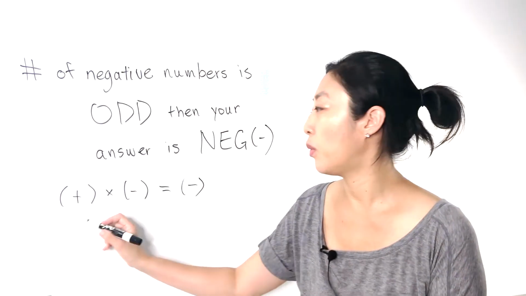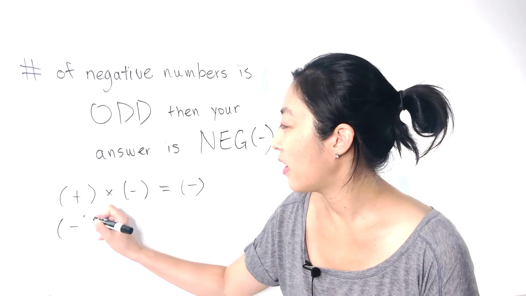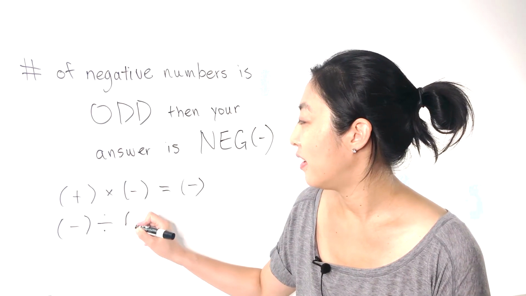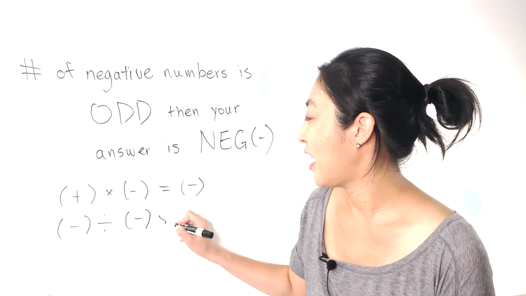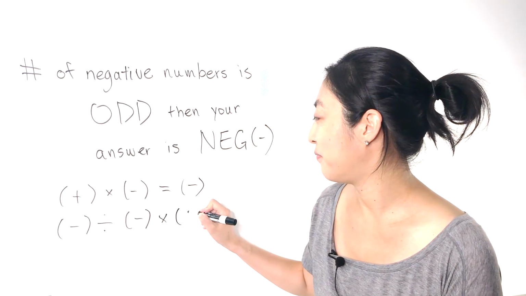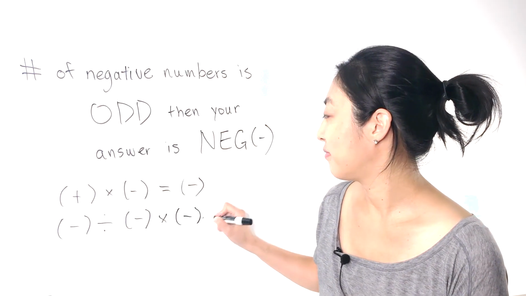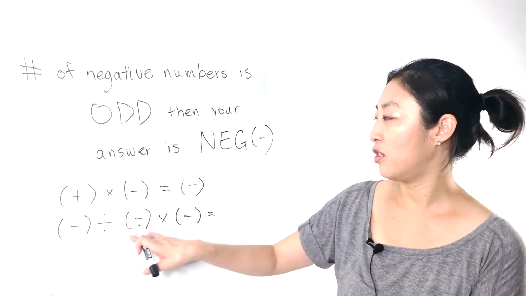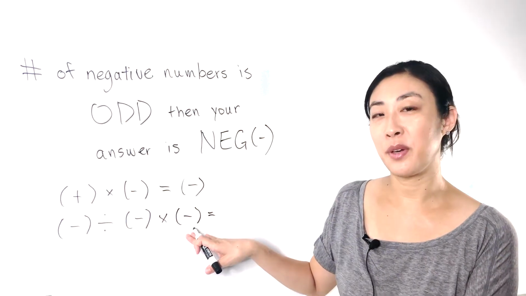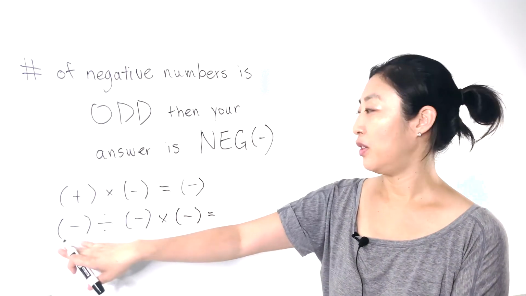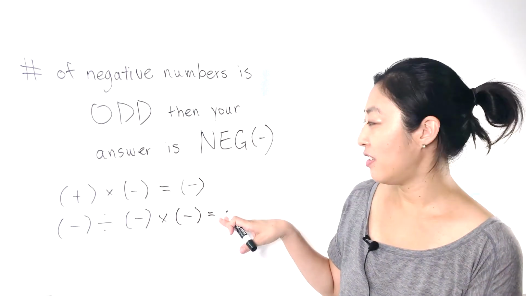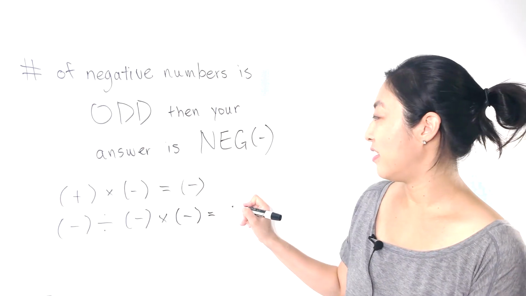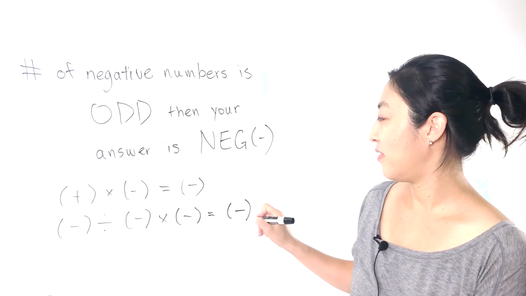Let's put one more down. So you have a negative number divided by a negative number times a negative number. Let's count how many negative numbers there are. 1, 2, 3 negative numbers. You do your calculations. Because it's odd, your answer is negative.